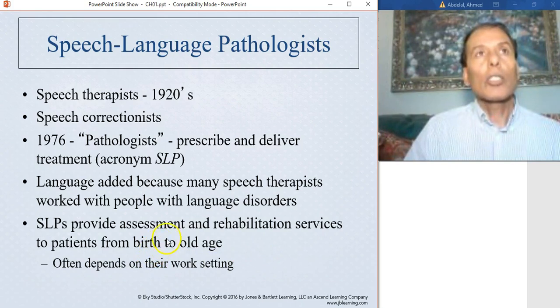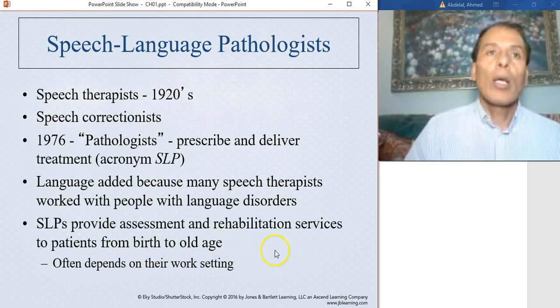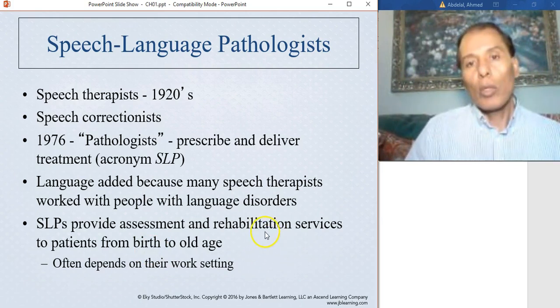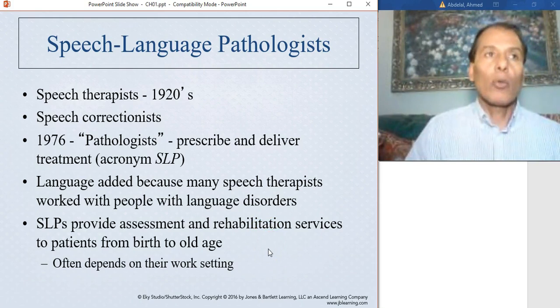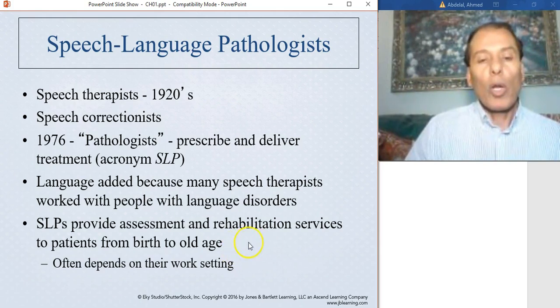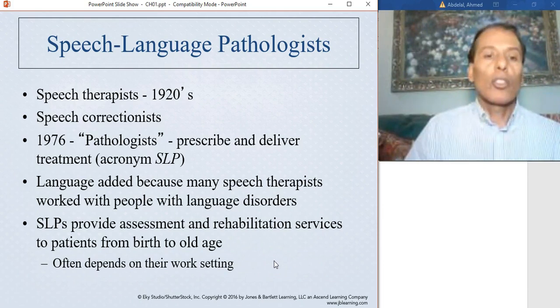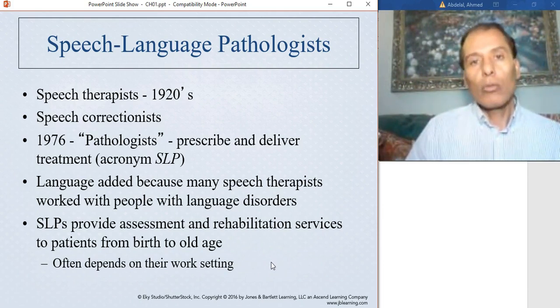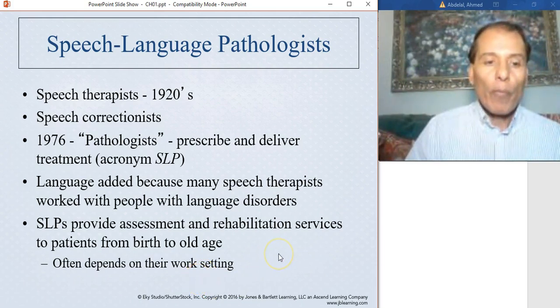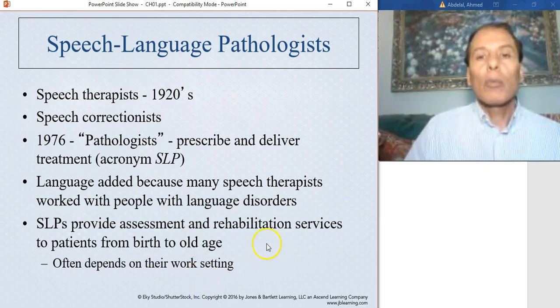So a speech language pathologist provides diagnostics or evaluations and rehabilitation services to patients from birth to old age. All ages, from the minute they are born, you might find a speech language pathologist working with that person. If they have a cleft palate or some kind of swallowing or feeding abnormality problem, they go and work with them from the beginning. They train the parent on how to feed the newborn and how to enable the newborn to survive and so on. Speech pathologists work in many, many settings.